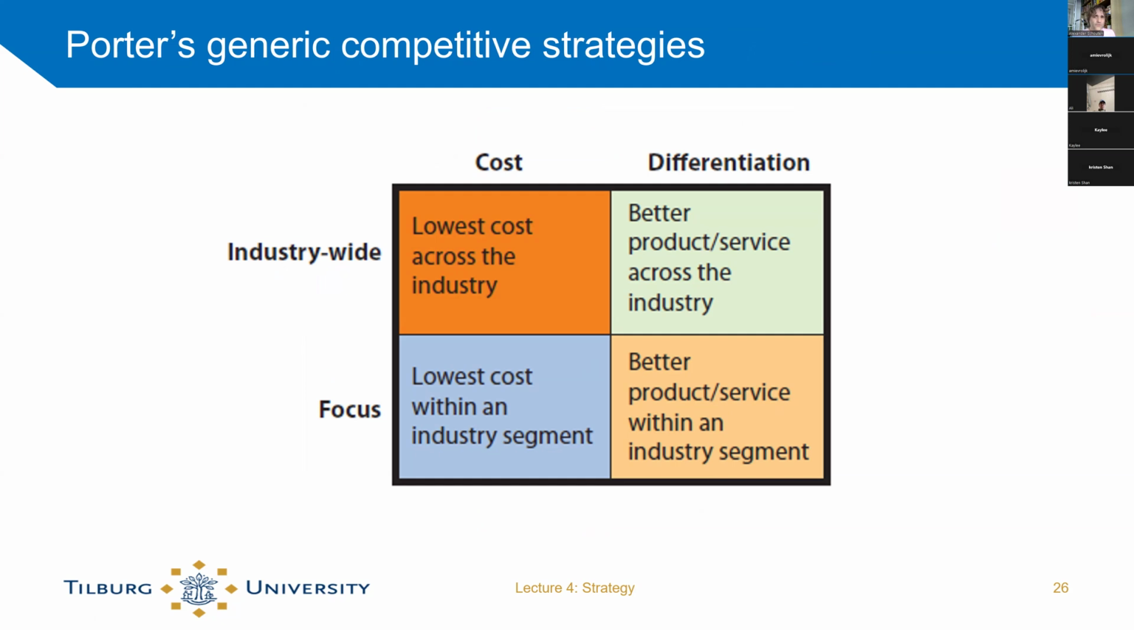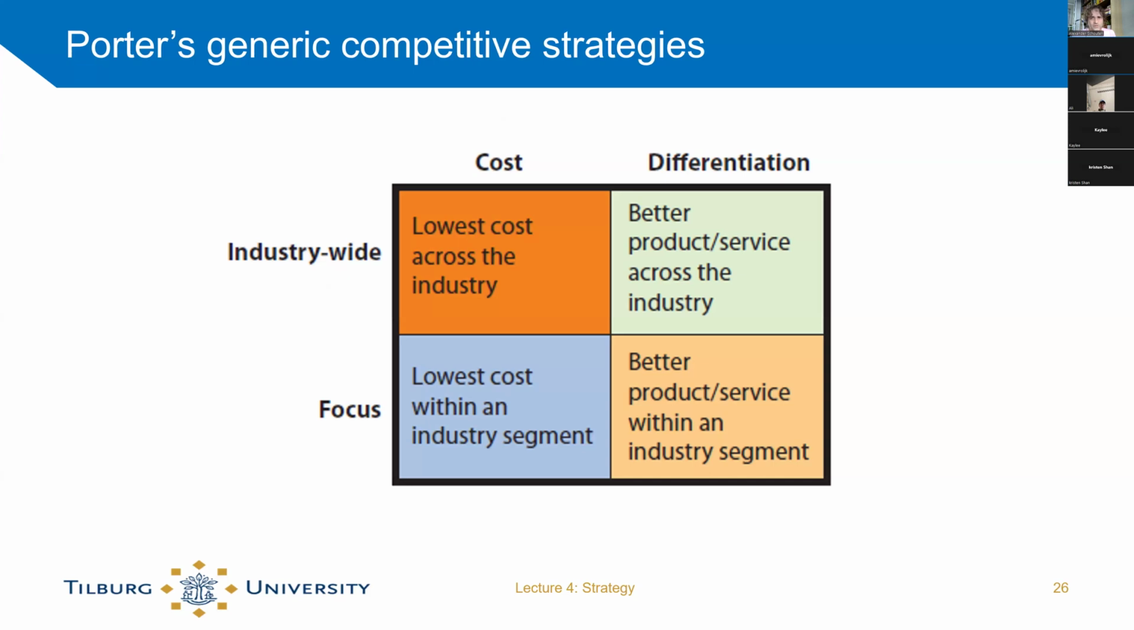This is basically a tool to kind of find out what suits you best as a general strategy as an organization. Let me explain. Porter says, as an organization, you can either focus on cost or differentiation, one dimension, and you can focus on a large market, so industry-wide, or you can focus on a niche market with relatively few customers. Cost means that you want to focus on the lowest offering products for the lowest price, so keeping costs as low as possible.